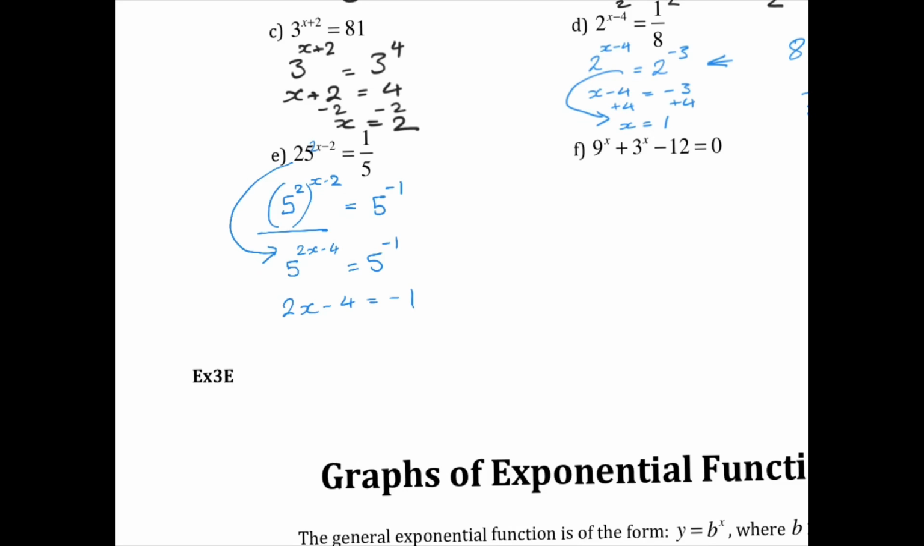Beautiful. Can everyone now finish that off and tell me what x is? 3 over 2. Just double check, you add 4 to both sides. Cancel, cancel. 2x equals 3, divide by 2, x is 3 on 2. Now, look at it. Yeah, it's like a quadratic. You can make it to the base of 3, so like for 9x would be 3 to the power of 2x, and then plus 3x and minus 12.